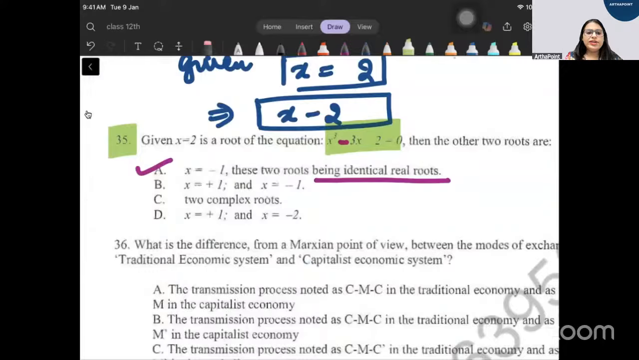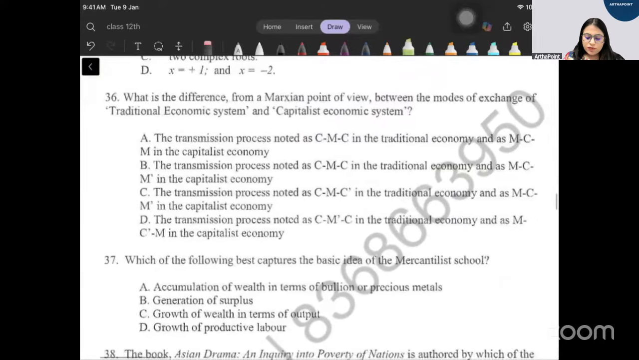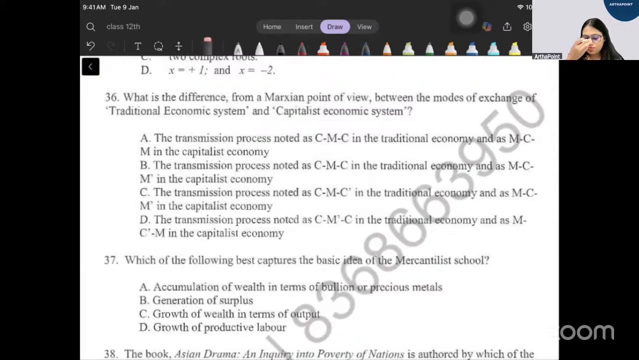Okay, do the next question. Question number 36. What is the difference from a Marxian point of view between the mode of exchange of the traditional economic system and the capitalist economic system? Give it a try.